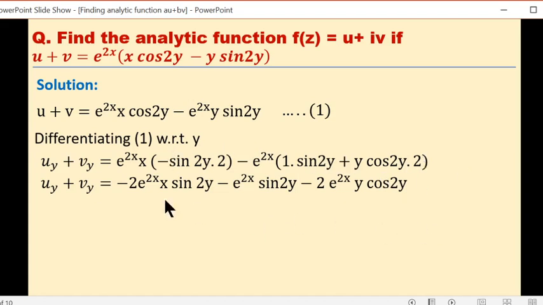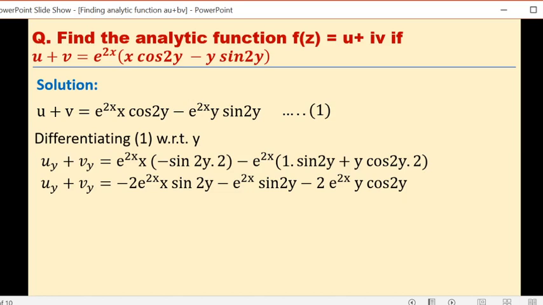Let's open the bracket and write it properly. So we get uy plus vy equal to, when you open this bracket, we get e raised to 2x into minus sin 2y into 2 is minus 2 e raised to 2x x sin 2y, minus e raised to 2x into 1 into sin 2y gives us minus e raised to 2x into sin 2y, minus e raised to 2x into plus y into cos 2y into 2 gives us minus into plus is minus 2 e raised to 2x y into cos 2y. Okay, so this is the statement we have got after differentiating this with respect to y.